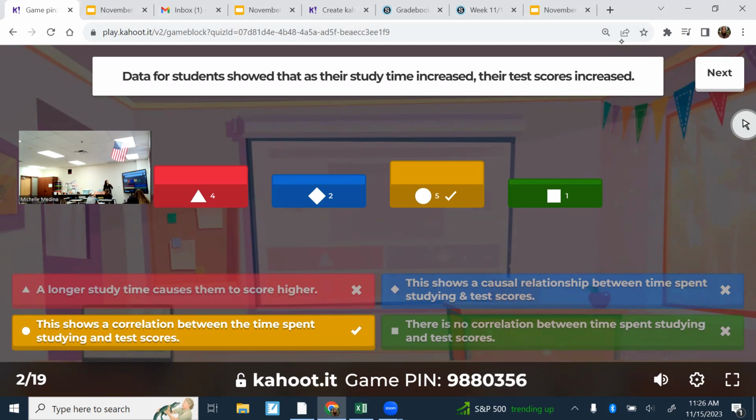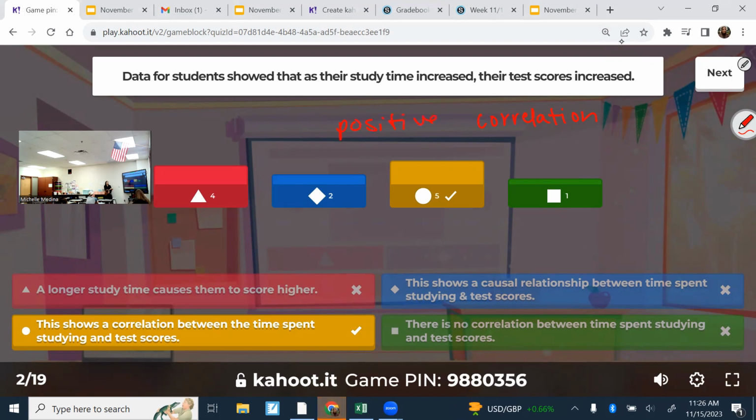I mean, as one is increasing, so does the other. So is there a correlation? Is there a relationship between those two things? Yeah, correlation and relationship kind of mean the same thing. So there is a correlation. What type of correlation is it? It is a positive correlation because as one is increasing, so does the other.